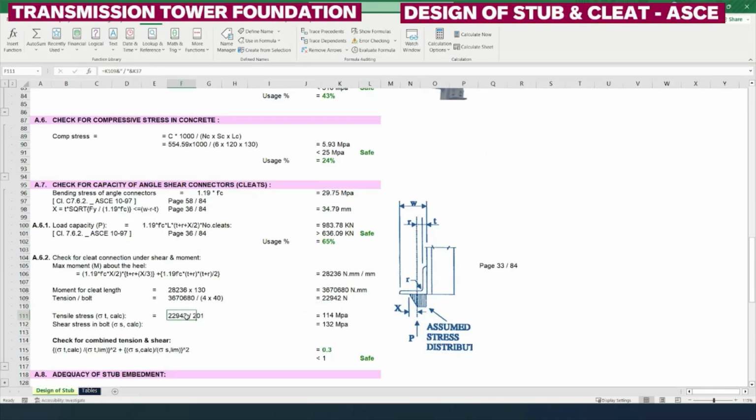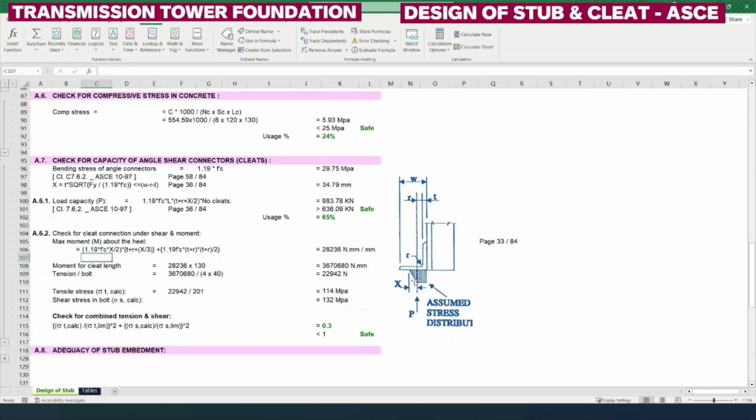And then next we need to check the combined tension and shear which occurs at the bottom of the cleat. For that we need to calculate the maximum moment M about the heel. So from the heel we need to calculate. There are two shapes of pressure distribution you can see on this bottom of the cleat. One is a triangle, which is from the x distance. Another one is rectangular, which has the dimension of r plus t. So we need to add these two moment pressure diagrams.